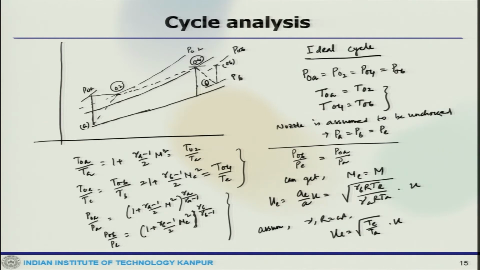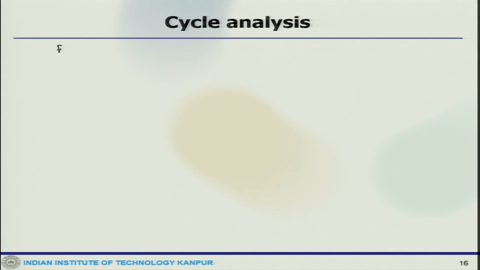So, now we can replace that with the temperature. So, we can get this as the square root of T naught 4 by T naught A into u, which is equivalent to T naught 4 by T naught 2 into u. Now, we can find out the fuel air ratio in the burner or the combustion chamber.